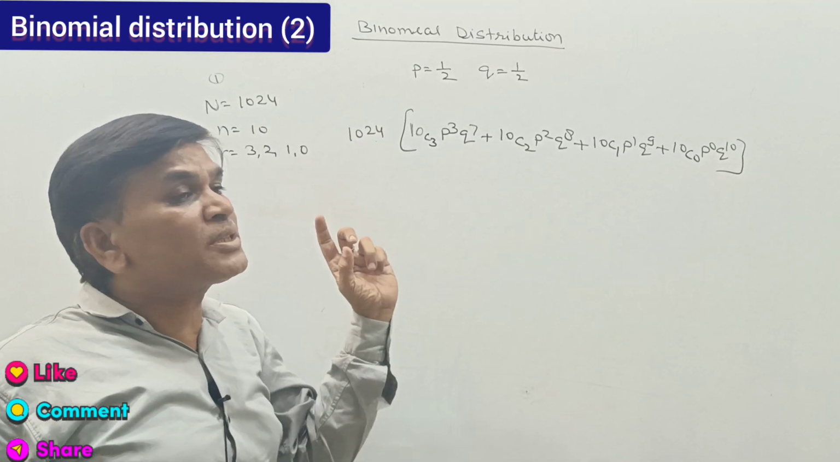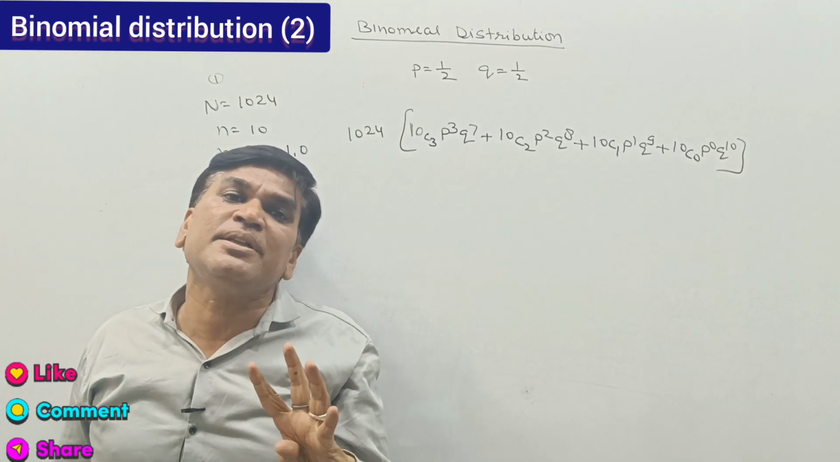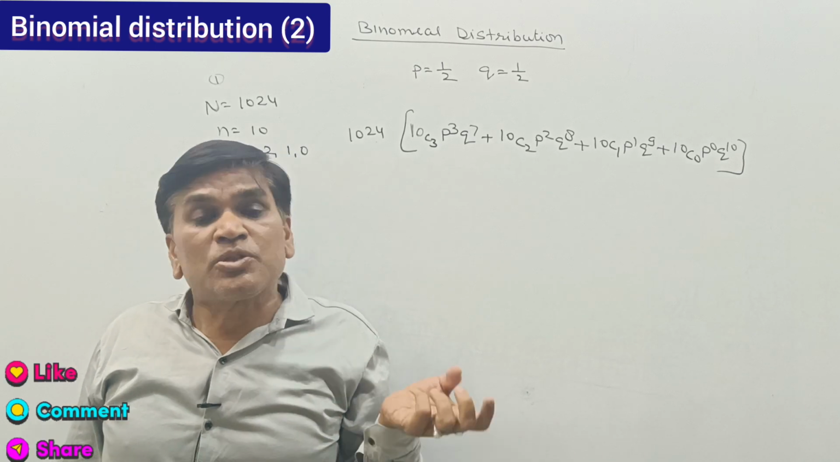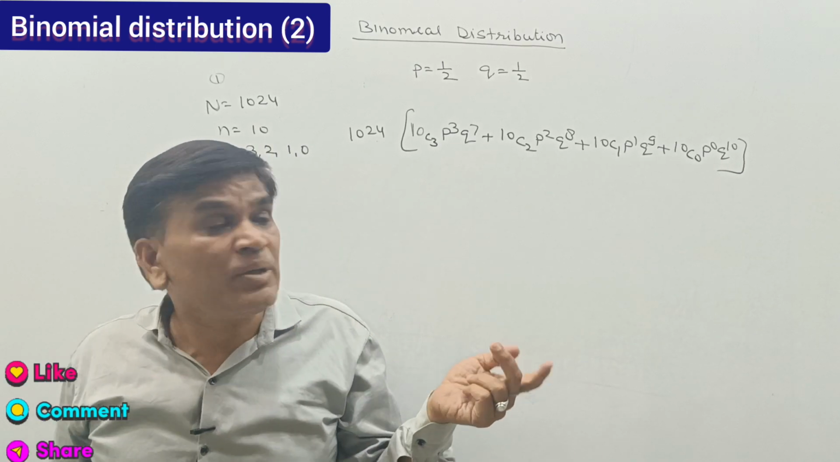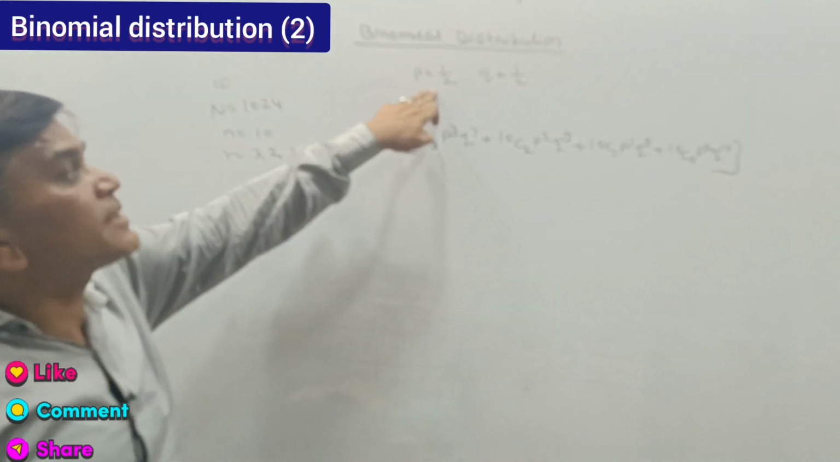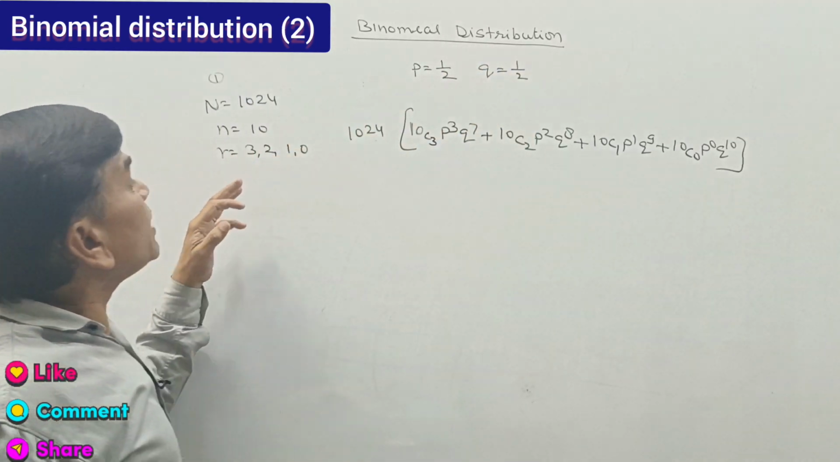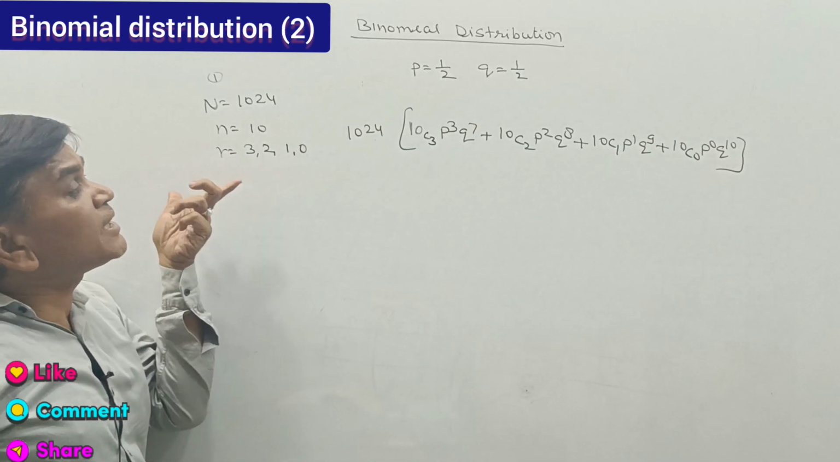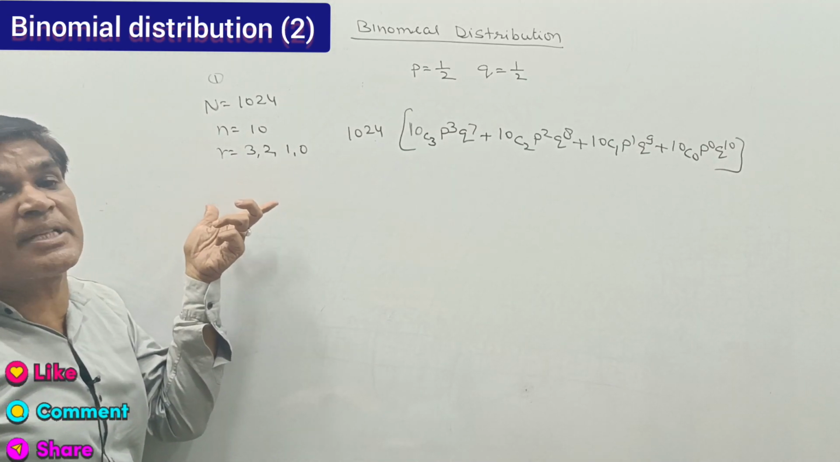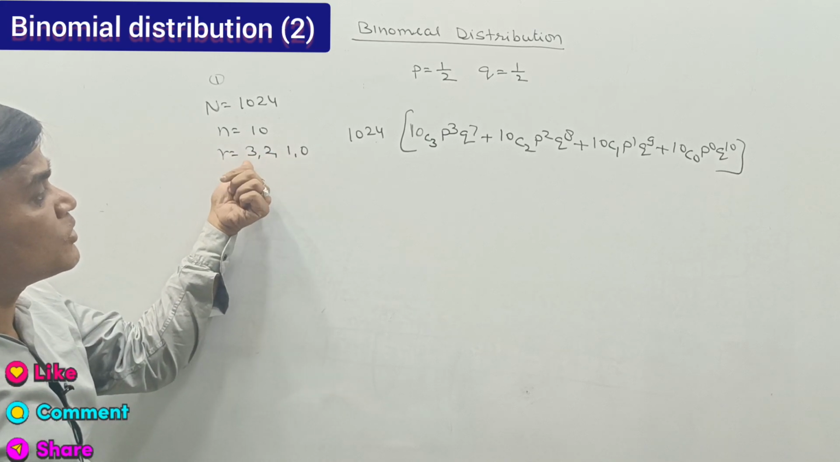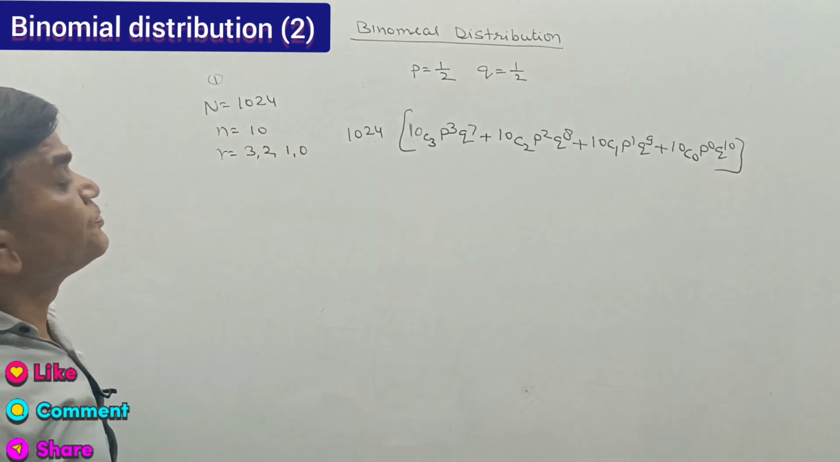Each of the reporters was asking 10 persons whether they are watching Kaun Banega Crorepati or not. So the answers are 2, yes or no. The probability of getting yes is 1 by 2, and the probability of getting no is 1 by 2. How many reporters will report that 3 or less than 3 persons are watching this serial? So 3, 2, 1, 0.